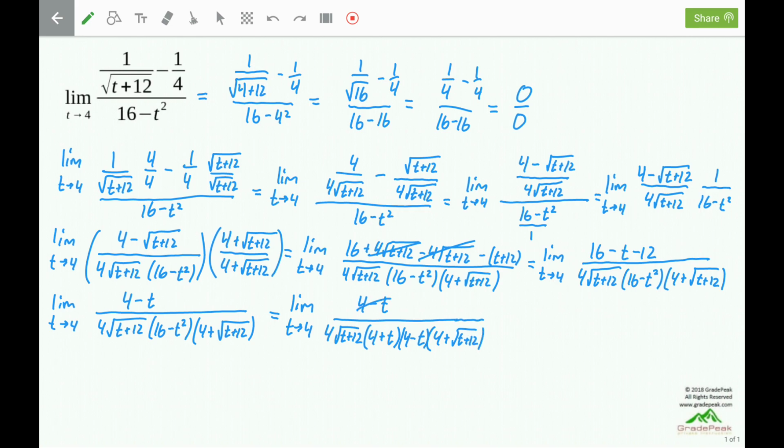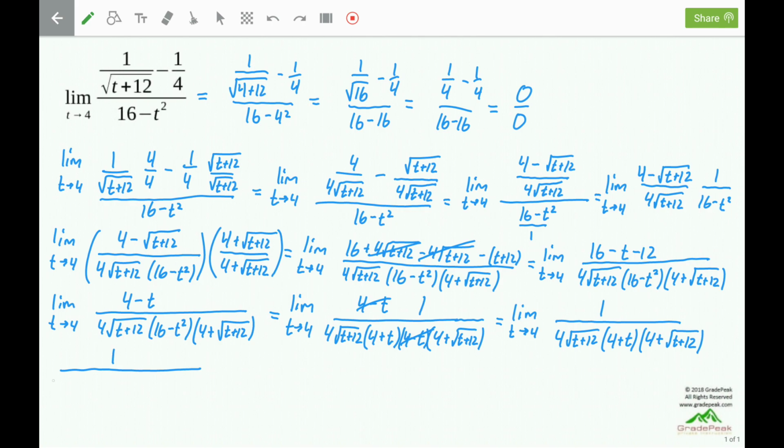And now we can cancel out the 4 minus t's in the numerator and denominator, leaving us with a 1 in the numerator. So we have the limit as t goes to 4 of 1 divided by 4 times the square root of t plus 12 times 4 plus t times 4 plus the square root of t plus 12. We've eliminated the 0 over 0 indeterminate form. We should now be able to plug a 4 in for each of the t's.